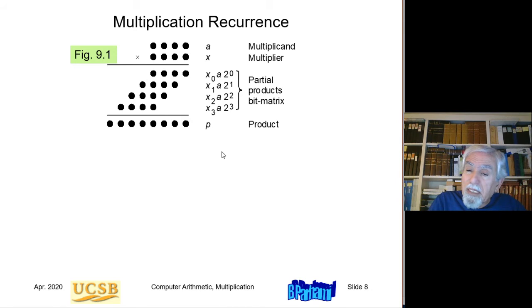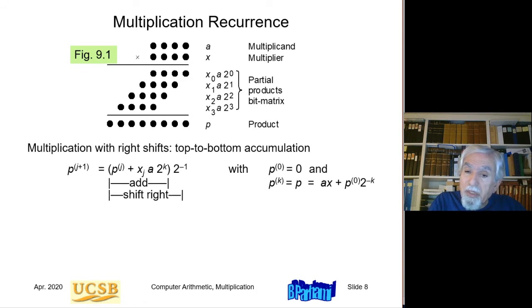Now, if I want to implement this in hardware, direct implementation is not very efficient, because what I end up doing is that I have to form these partial products and then shift them by varying amounts. This one is not shifted. This one is shifted by 1 bit. This one shifted by 2 bits, and so on. So the ability to do the arbitrary shift requires shifting hardware, which adds to complexity. So the way this is implemented is through the multiplication recurrence.